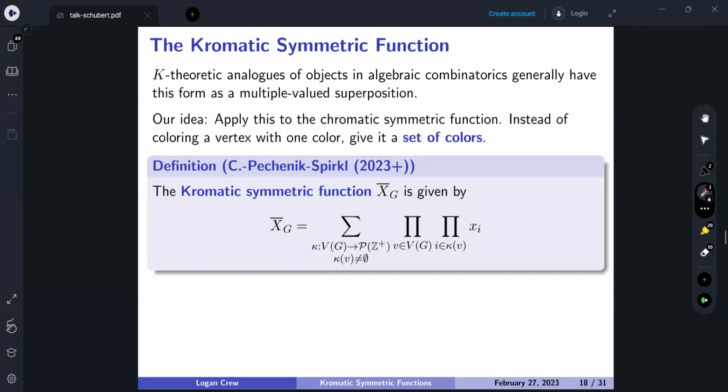So this is what we're going to do, and we're going to continue using this bar notation. X bar G is, in this case, the sum over all ways to color the vertices of the graph properly still, in the sense that adjacent vertices still cannot have a color in common, but each one can now get any non-empty set of positive integers as a color. And we still do the same thing. We take a product over all vertices and we just give it one x_i for each color i that is used.